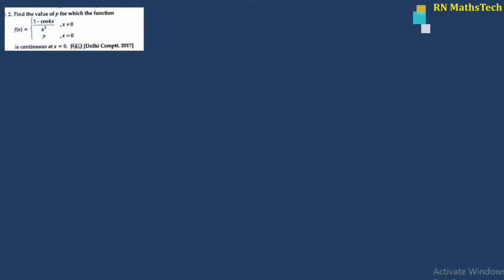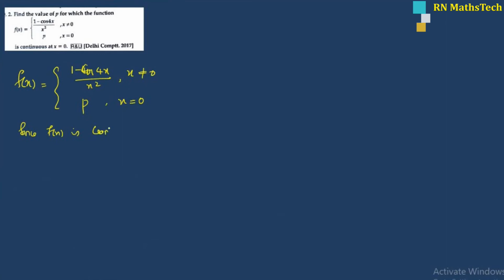Next one, find the value of p so that the function f of x equal to 1 minus cos 4x by x square, x not equal to 0 and equal to p, x equal to 0, is continuous at x is equal to 0. Since f of x is continuous at x is equal to 0, limit x tends to 0, f of x is equal to f of 0.